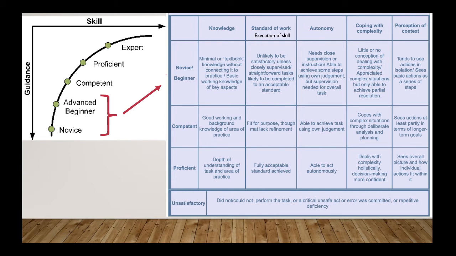The unsatisfactory category is if a student did not or could not perform the task, or a critical unsafe act or error was committed, or perhaps it's a repetitive deficiency. The student repetitively omits a step, and over time it moves into this unsatisfactory column.